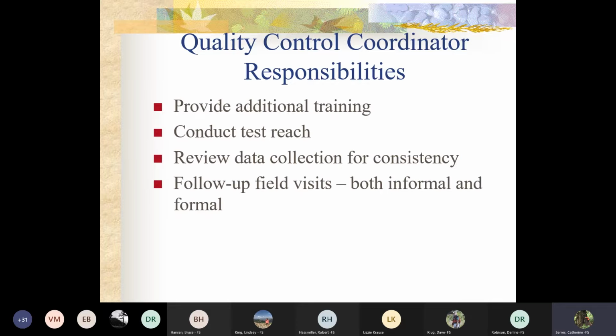And there's always follow-up field visits, whether they're just hanging out for a day or just dropping in on a crew. Those are really important to answer any of those questions that might come up. If any stream surveyor doesn't really feel comfortable with something, a particular attribute, you need to make sure that that gets conveyed to your coordinator so that they can follow up on that. The quality control coordinator also has the responsibility to make sure that that report writing gets completed.